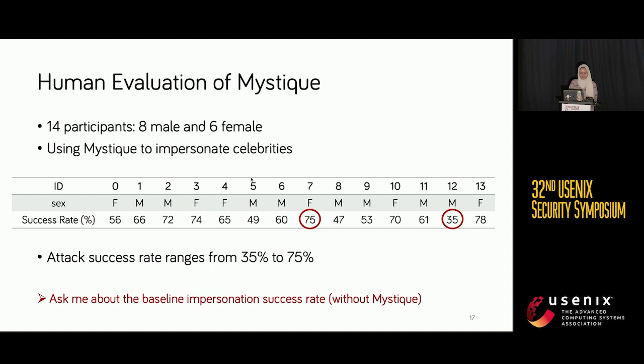We invited 14 participants. Eight of them were male and six female. We ran Mystique on their voice samples to impersonate 160 celebrities each. So each participant attempted to impersonate 160. That table shows the success rate of Mystique over the air in reality, by inviting the participants to use the tubes that we designed for them. The success rate ranges from 35% to 75%.